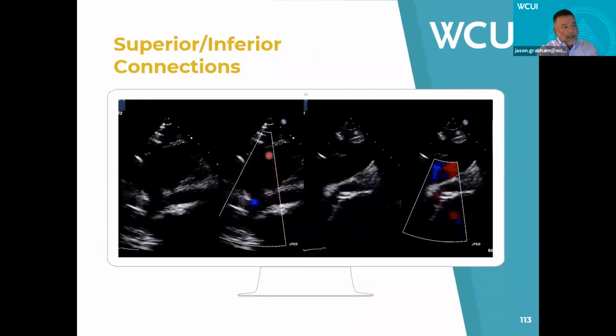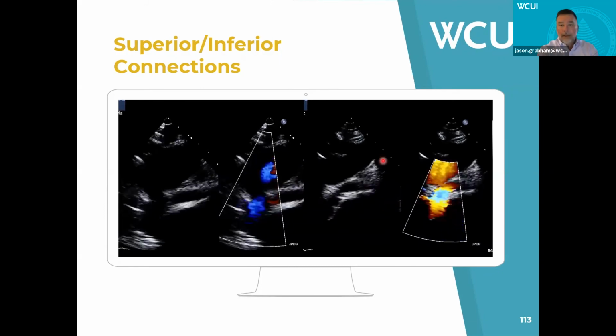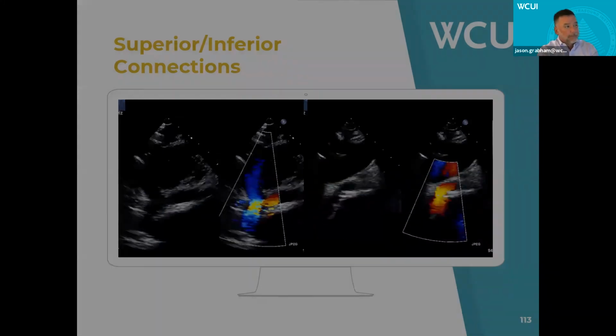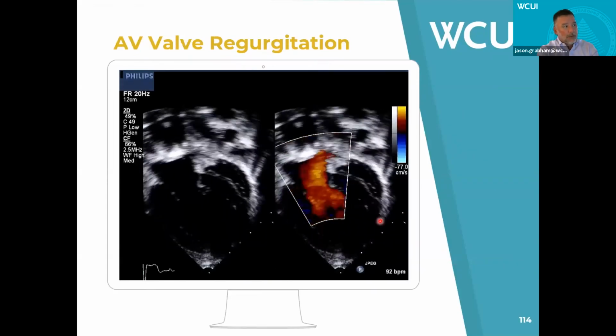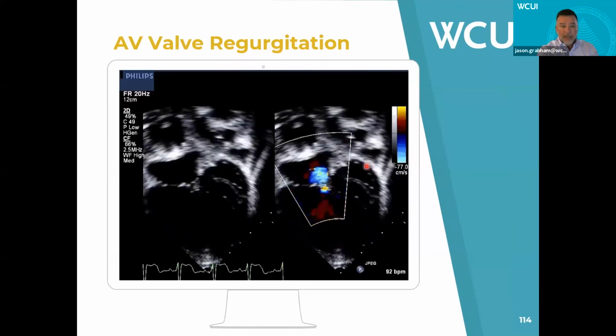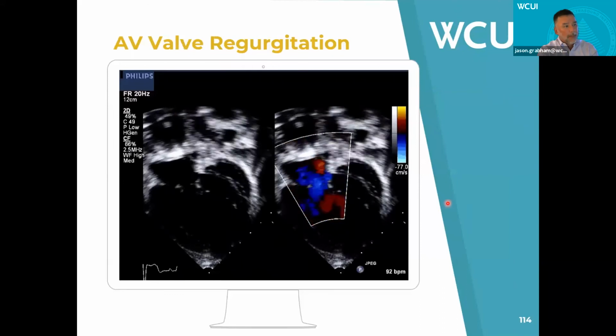So one last look. So here's the superior vena cava anastomosis. You can see nice laminar low velocity flow. And then on the right-hand side, you see the flow coming up from below. Same thing, nice laminar low velocity flow from the IVC. Again, we're always concerned about atrioventricular valve regurgitation in these patients. We monitor very closely and carefully for that throughout.